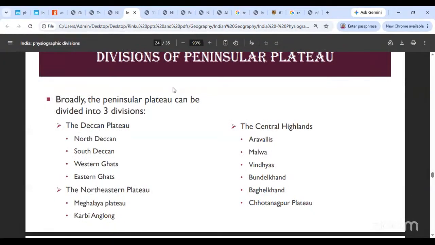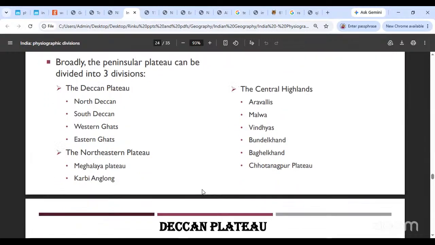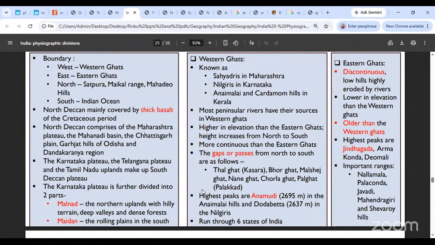You make them as, first of all, the Deccan Plateau, which gets divided into North Deccan, South Deccan, Western Ghats, and the Eastern Ghats. Okay. Then you come to the Central Highlands. You have the Aravallis, the Malwa, Vindhyas, Bundelkhand, Baghelkhand, and the Chota Nagpur Plateau. And the Northeastern Plateau, which you divide as the Meghalaya Plateau and the Karbi Anglong Plateau. Okay. Now you go to the Deccan Plateau.